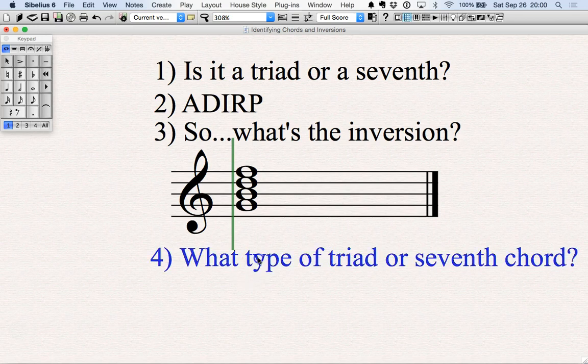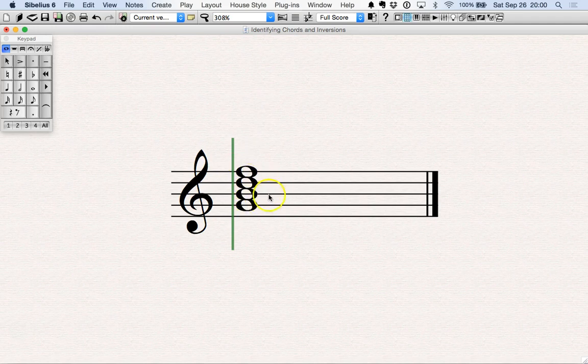Okay, so let's go through the steps with an example. So I'm going to put one here. This is an example I have here. Let's take this out, and I'm going to create another one.